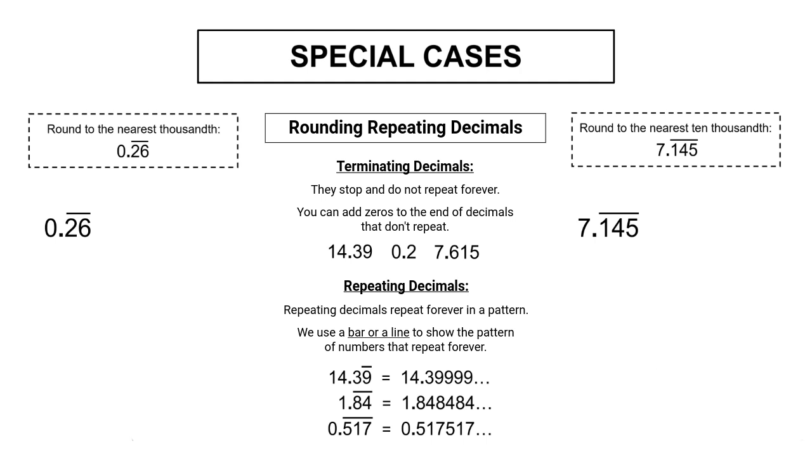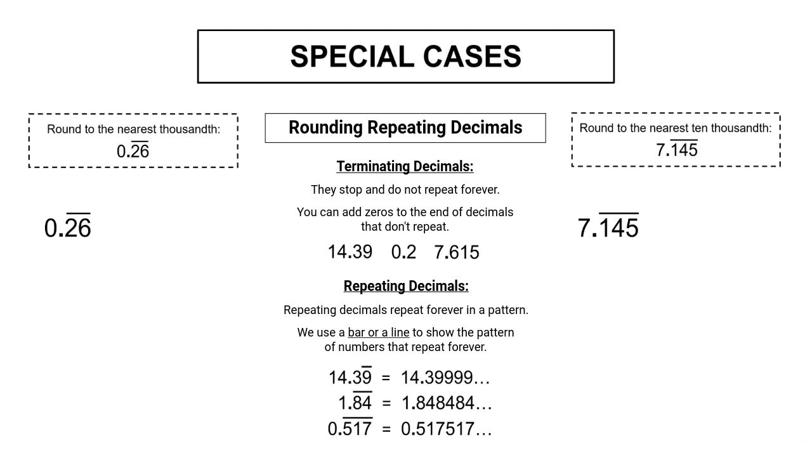And you can kind of see the patterns of the 3 decimals below and how they repeat. As you see, the first decimal repeats in 9s, the second decimal repeats in 84s, and the third decimal repeats in 51/7s. And so when you have to round to a place value and you don't have the place value that you need, you're going to have to extend the pattern so that you can round them.